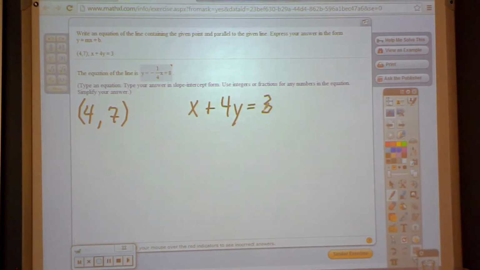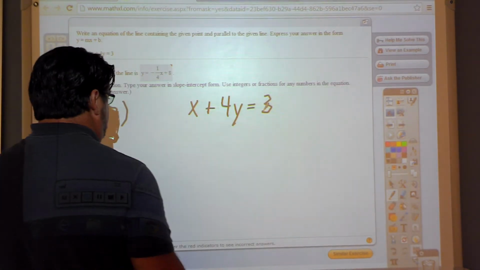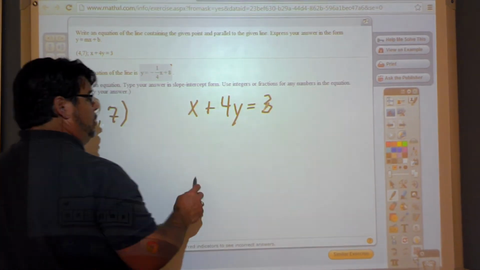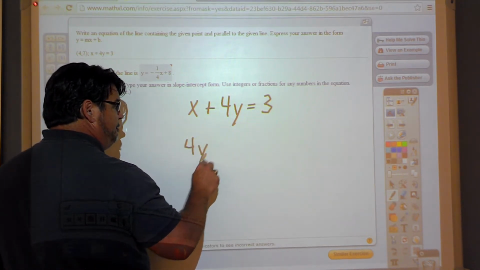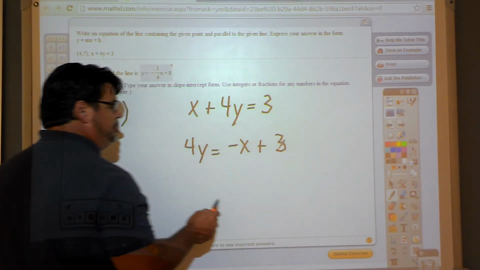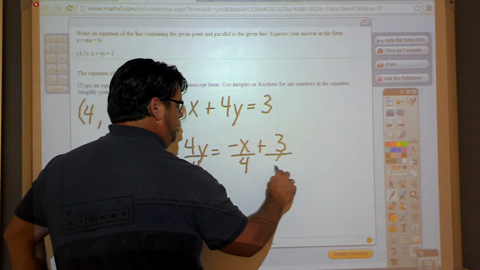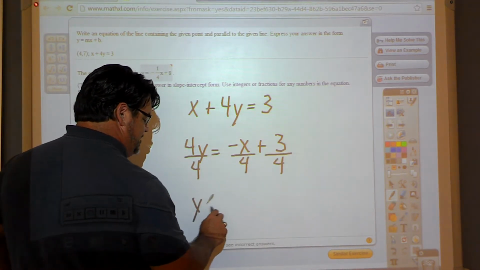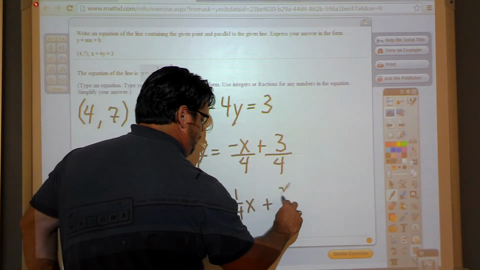Get the y by itself. But couldn't you just look at it and say there's nothing for an x? Well, no, you can't do that, because you have to divide through by 4 to get y by itself. So 4y is equal to negative x plus 3, divide by 4, divide by 4. So y is equal to negative 1/4 x plus 3/4.